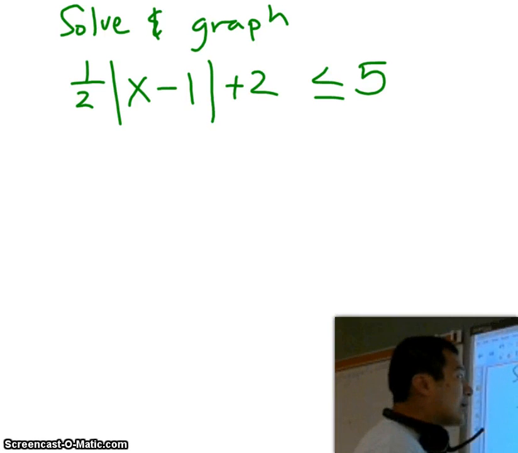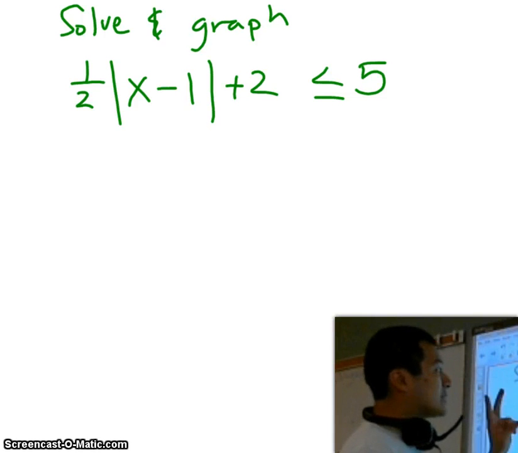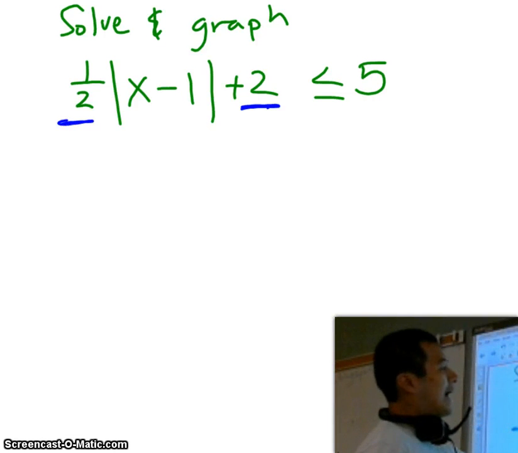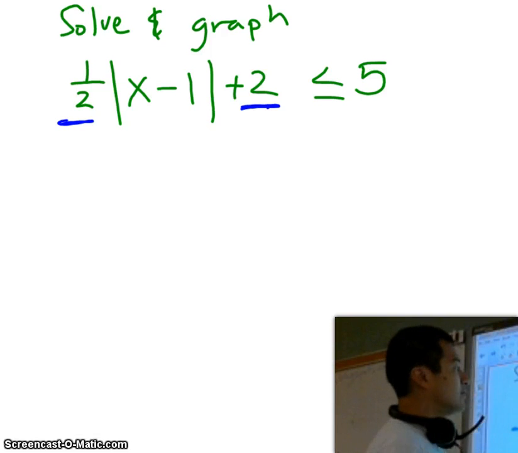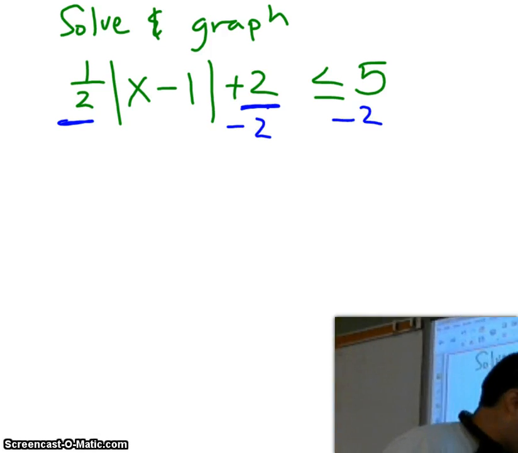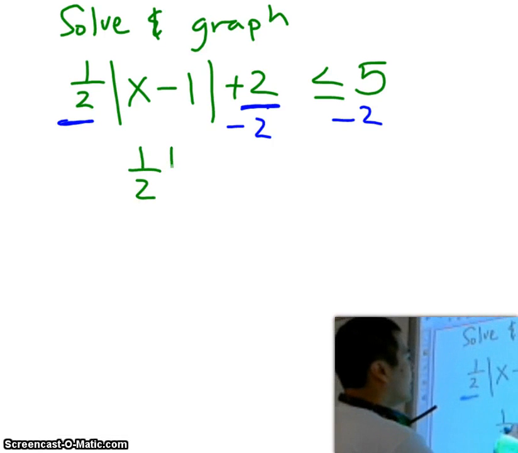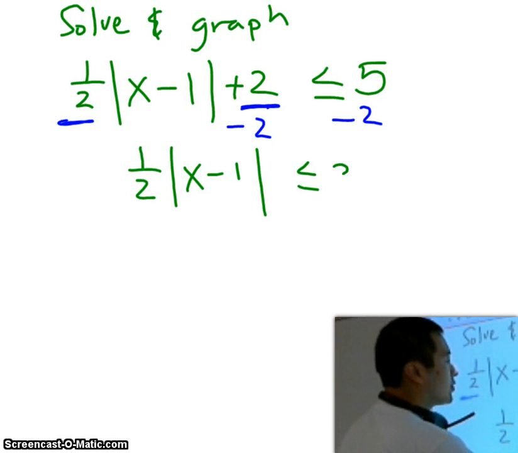So look at this. What can we simplify first? What will be the easiest thing to fix? I have to fix two things. I have to fix this 2 right here, and I have to fix this 1/2. I like to add and subtract first. It seems easier for me, so I fix the 2 first. Subtract 2 from both sides, leaving 1/2 absolute value of x minus 1 less than or equal to 3.